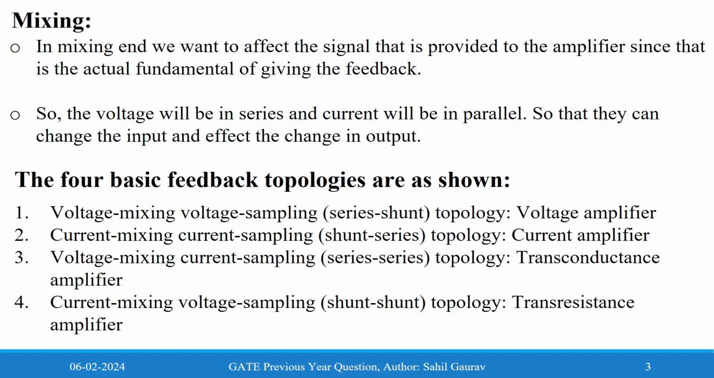Now for mixing, at the mixing end we want to affect the signal that is provided to the amplifier, since that is the actual fundamental of giving the feedback. So the voltage will be in series and current will be in parallel, so that we can change the input and affect the change in output. So for mixing, voltage will be in series and current will be in parallel, so that we can affect the signal that is provided to the amplifier.